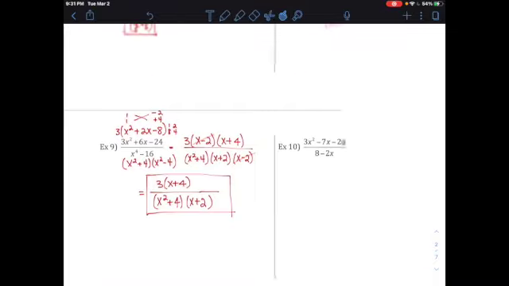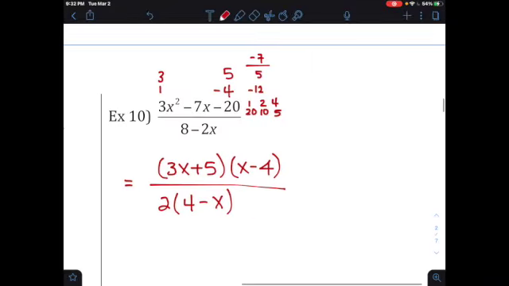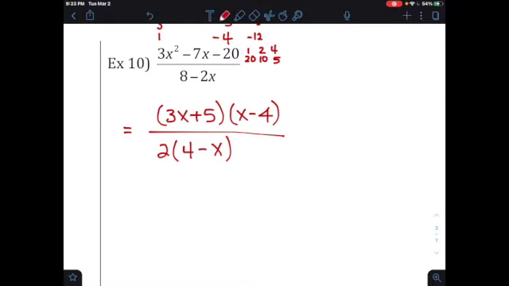Please try example number 10. At least try to factor. For example number 10, I know most of you guys probably factor the top and you factor out the bottom with a 2. Can I cancel the x minus 4 and 4 minus x? Not quite, but they are very similar, but the position was changed. What we're going to do is, if you guys notice, the x is positive on top, x is negative on the bottom. 4 is negative on top, 4 is positive on the bottom.